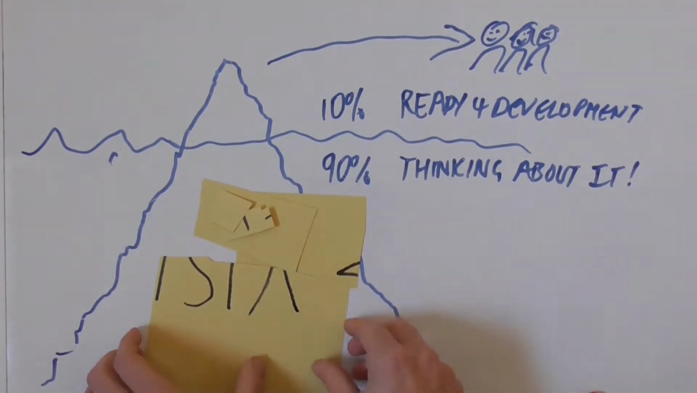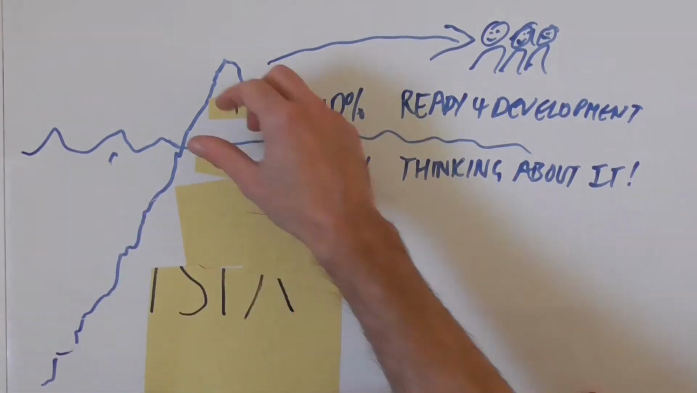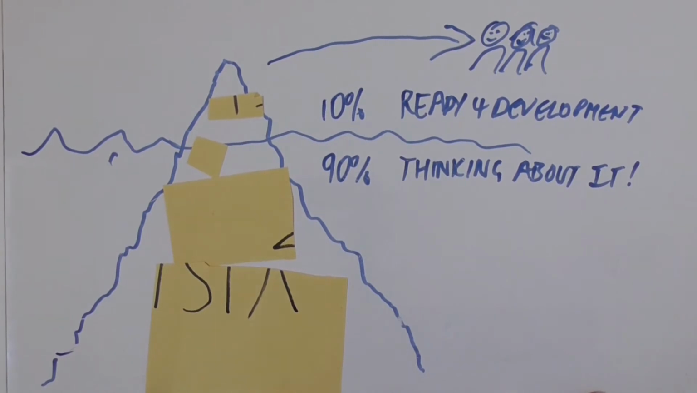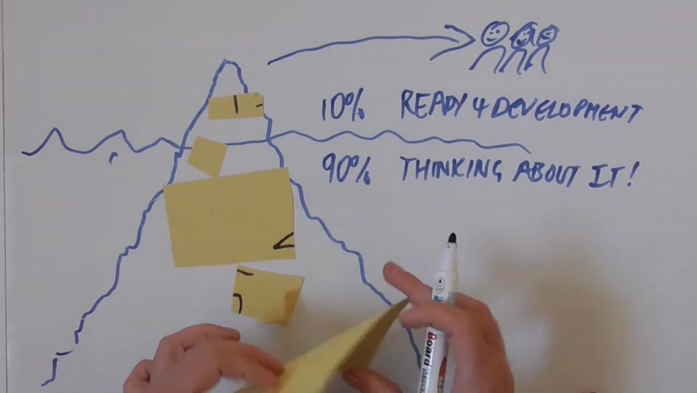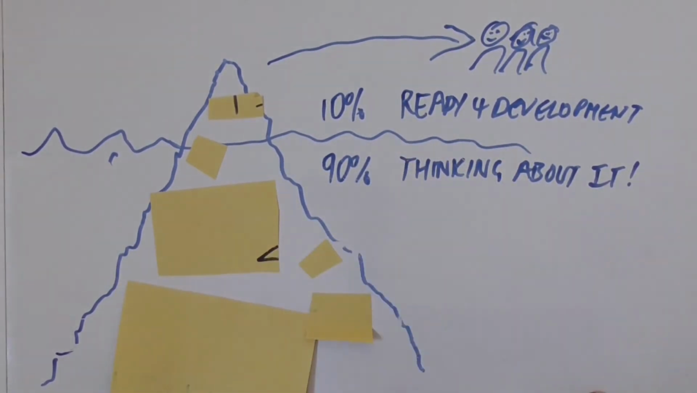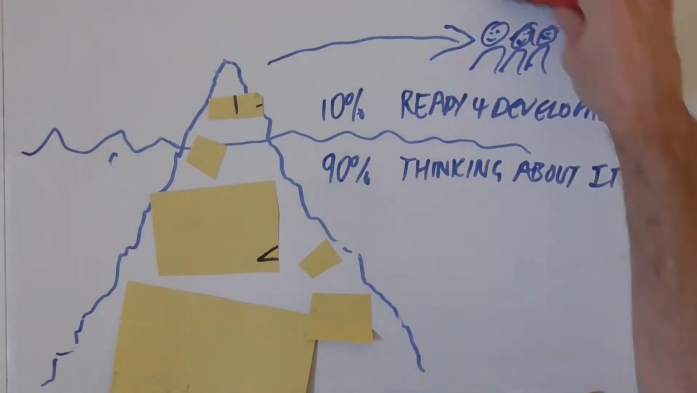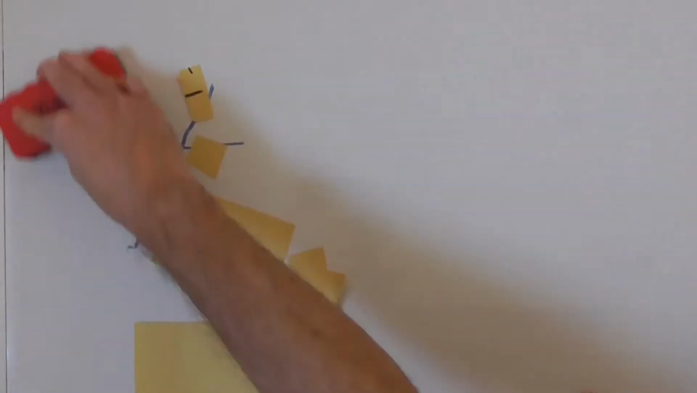analogy developing. So it's got to fit into this iceberg, and really you need to have the 10% that's ready for development well detailed, and anything below that doesn't have to be as well detailed.